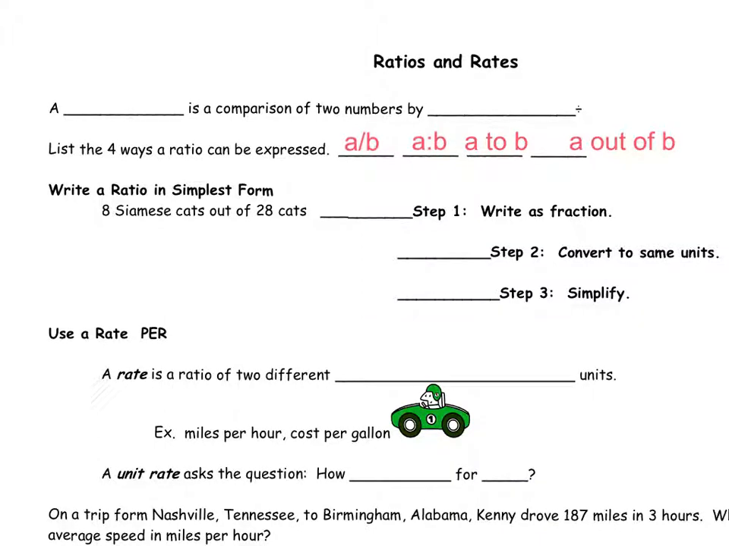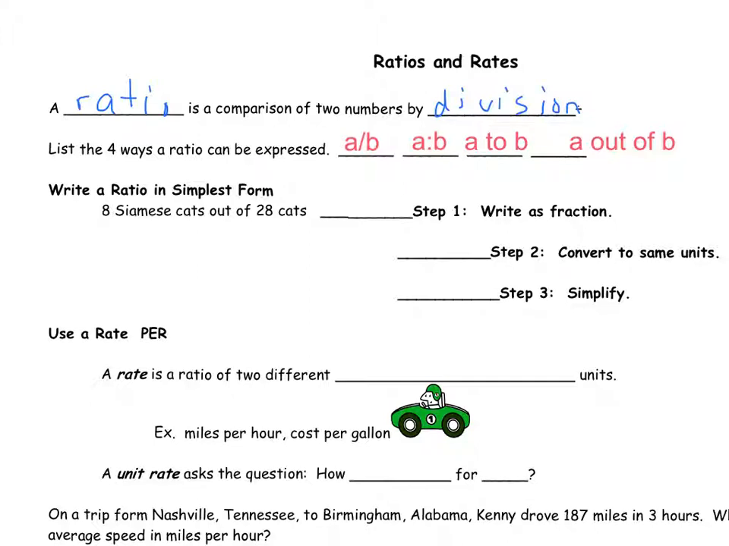Today we're going to be talking about ratios and rates. A ratio is a comparison of two numbers by division. And you can show division four different ways. I've got four examples here that you should write.